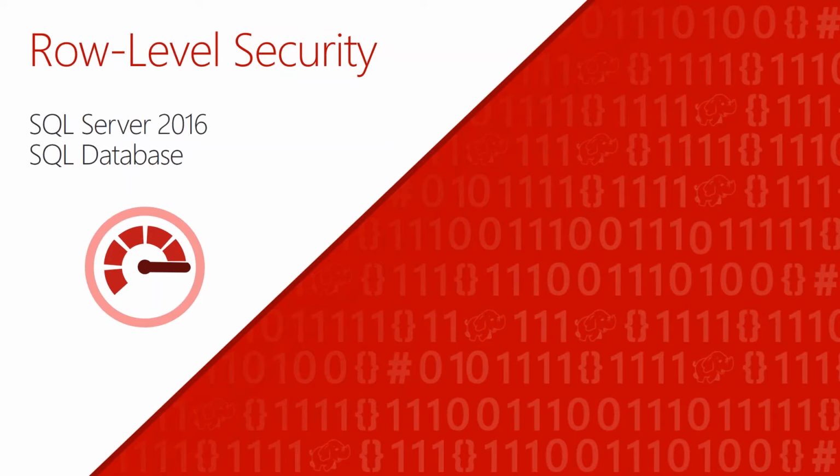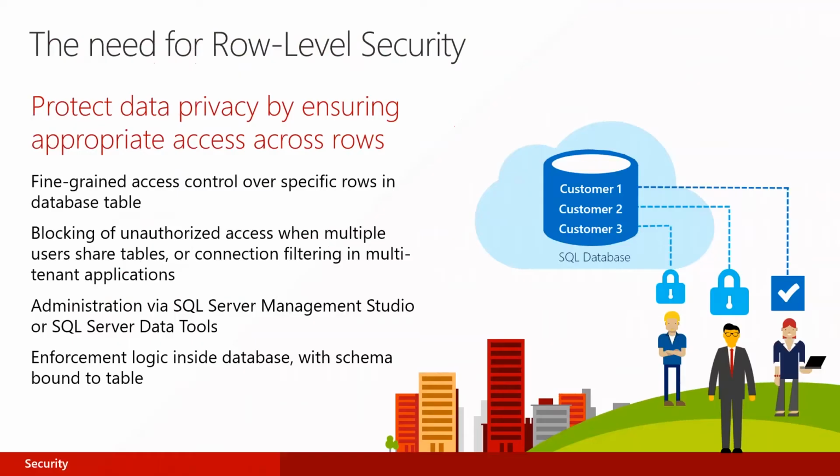So it becomes this weird implementation where you have to build views and stored procedures, and then you have to modify those views and stored procedures anytime the schema changes. It just doesn't become flexible. It's not maintainable. So what we've done in 2016 here, again, is built row-level security directly into the engine.